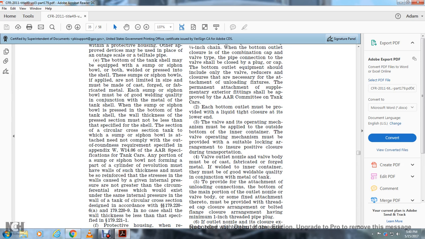The bottom of the tank shell may be equipped with a sump or siphon bowl, welded or pressed into the shell. The sump or siphon bowl may be of any size but must be made of cast, forged, or fabricated metal. Each sump or siphon bowl must be of good weldable quality in conjunction with the metal of the tank shell where the sump or siphon bowl is pressed into the bottom of the tank.